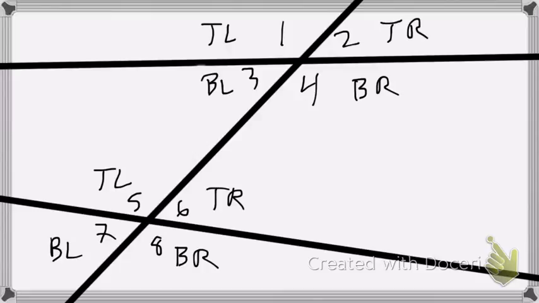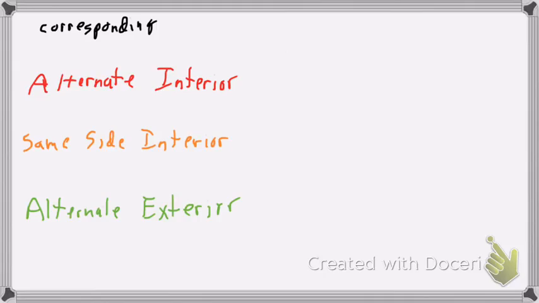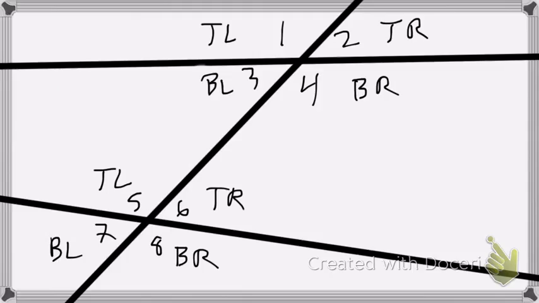So when we're talking about corresponding angles, what we're going to do is match up the two top lefts, the two top rights, the two bottom lefts, and the two bottom rights. So those are going to be our corresponding pairs. So we have angle 1 and angle 5. We have angle 2 and angle 6. We have angle 3 and angle 7. And finally we have angle 4 and angle 8. Okay, so those are our 4 sets of corresponding pairs.